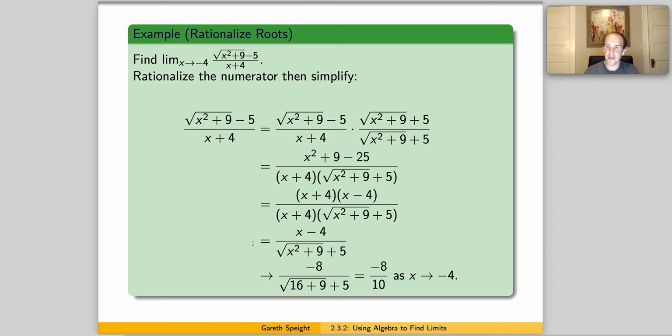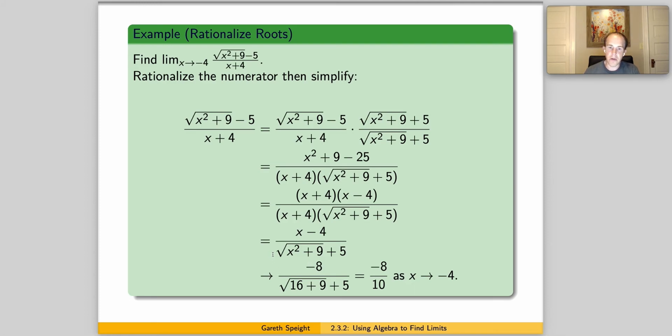Okay, so now we can use the limit laws. Instead of taking the limit of this complicated mess, we can do the limit of the top divided by the limit of the bottom, because now the limit of the bottom is not 0. So the limit of the top, x minus 4, is itself a polynomial, so we can just substitute. We get minus 4 minus 4, which is minus 8.